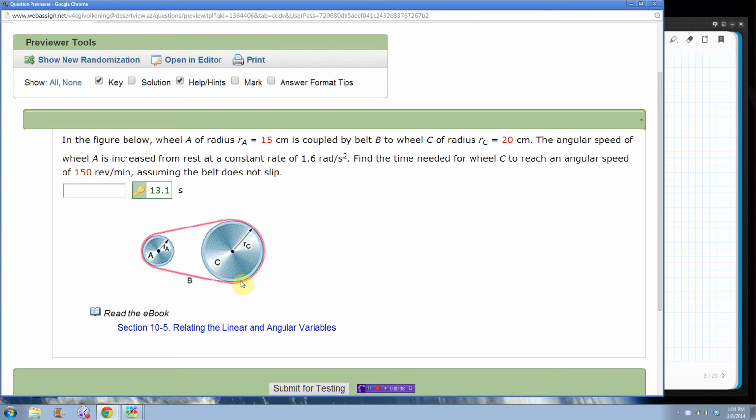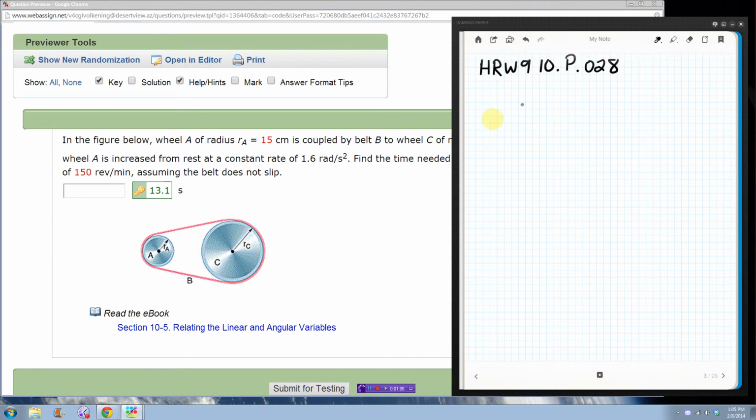Okay, the main thing you need to realize is that if they're coupled by this belt and the belt does not slip, then at any given moment the tangential speed of the edge of wheel A and the tangential speed of the edge of wheel C has to be the same. Since they're both attached to this belt, they both have to be spinning at the same linear velocity at the edge. So I'm going to write that down. The tangential velocity of A has to equal the tangential velocity of C at every moment of time, from the beginning to the end.